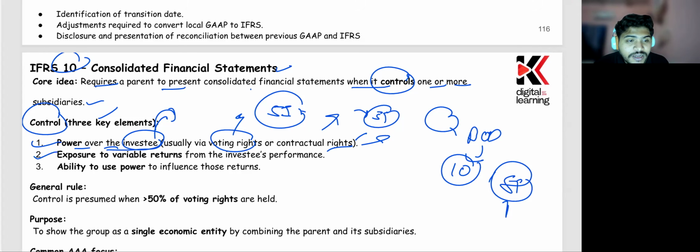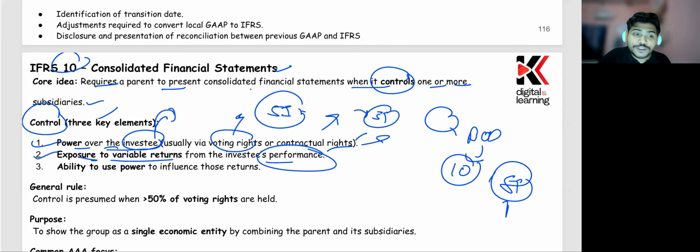The second thing is that they should have exposure to variable returns from the investee's performance. Variable returns means sometimes it will be a loss, sometimes it will be a gain. It will not be a fixed return or a fixed profit from the company. It will depend on how the company is doing. So they should have exposure to variable returns from the investee's performance.